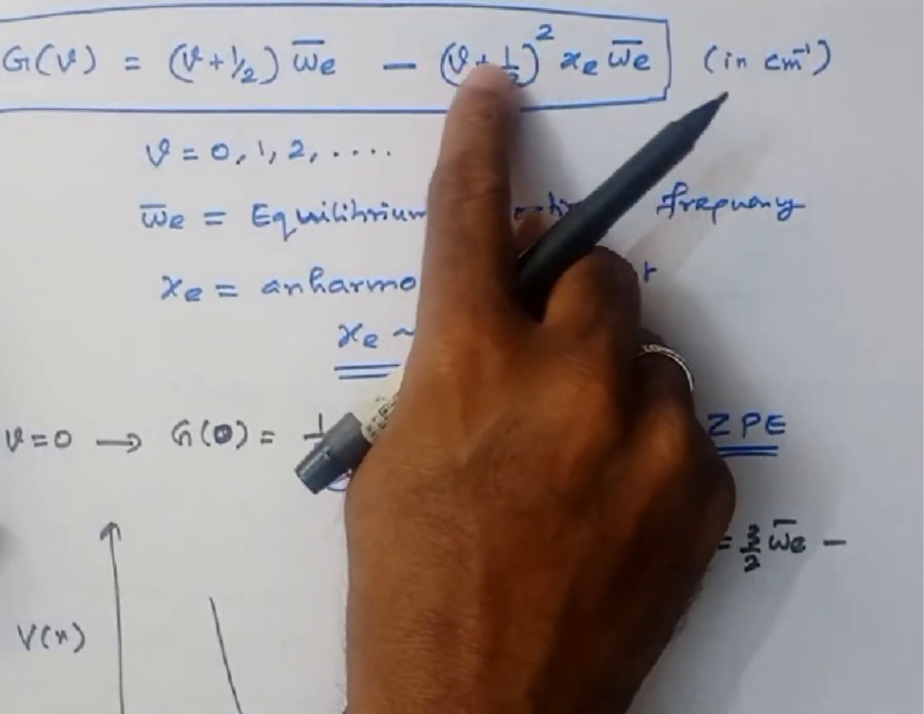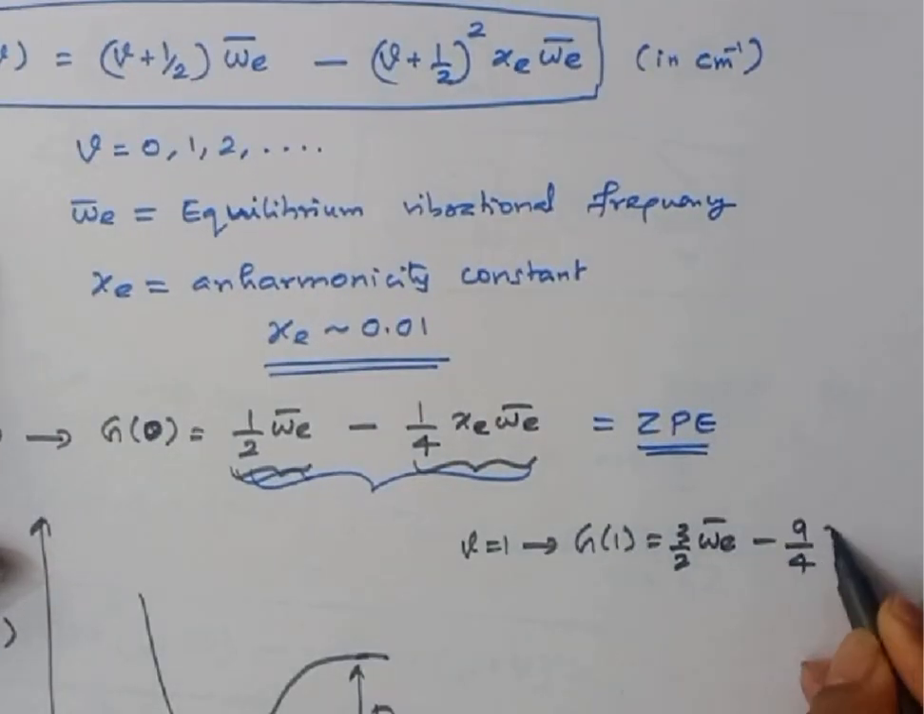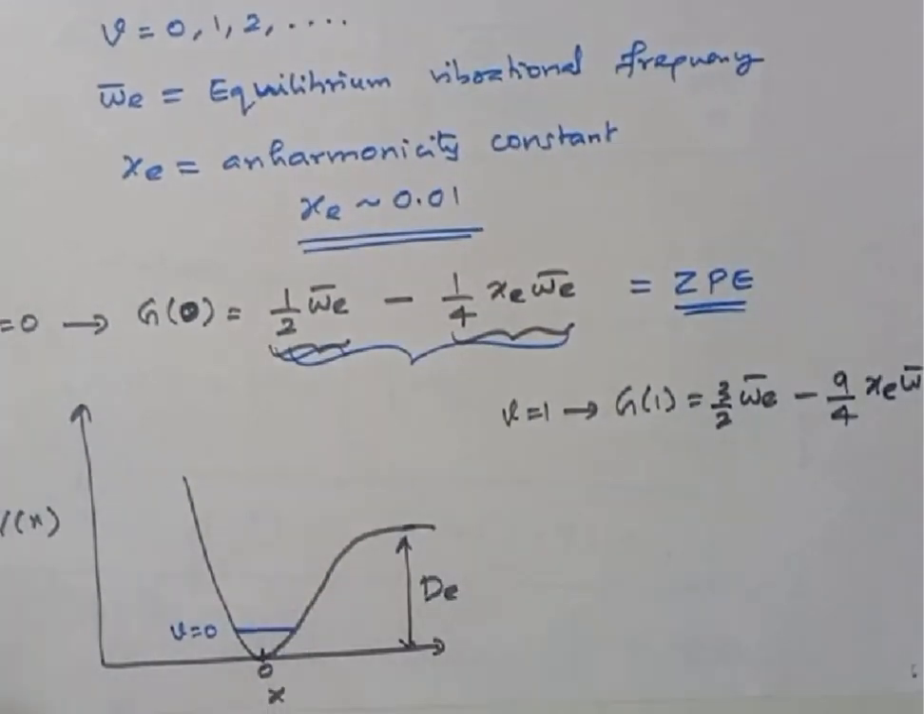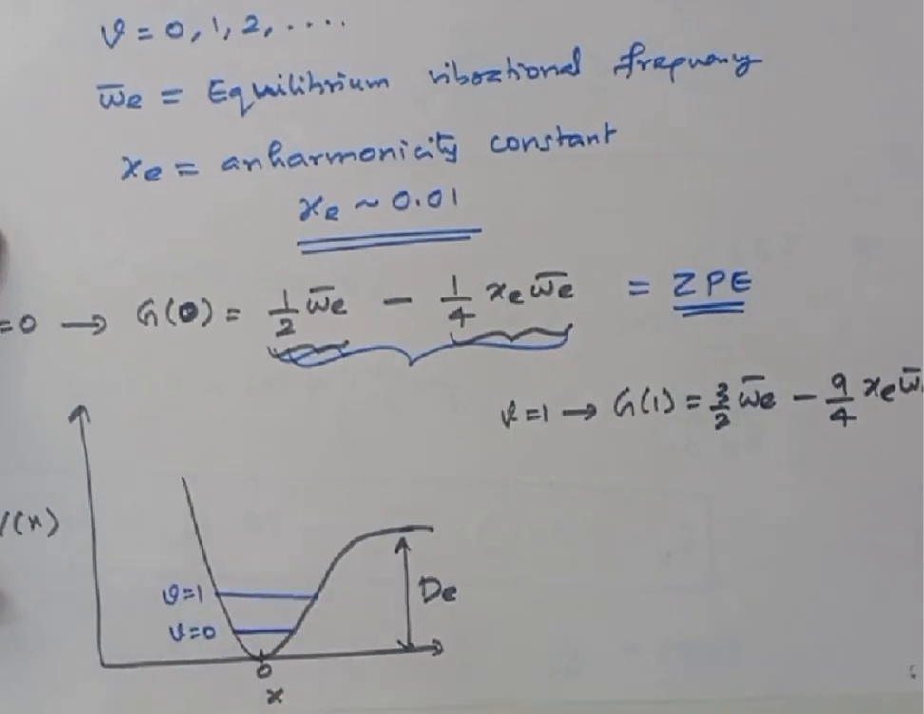1 plus 1/2 is 3/2. (3/2)² is 9/4. So 9/4 xe omega_e bar. Depending upon the value of omega_e, you will get some value of energy. Let the energy be this. So this is the energy at v equal to 1.